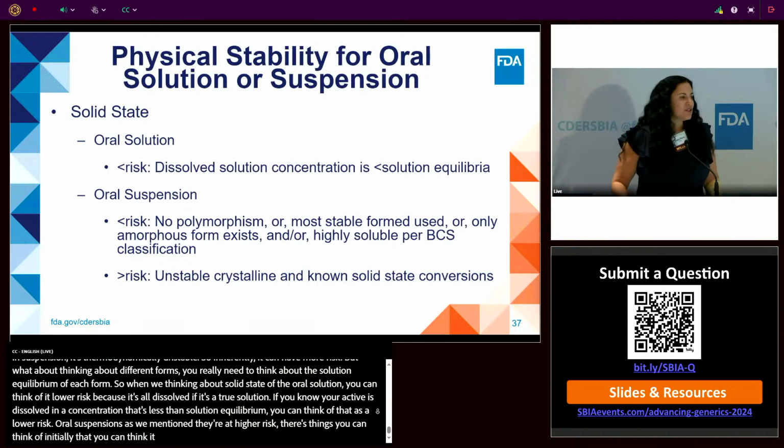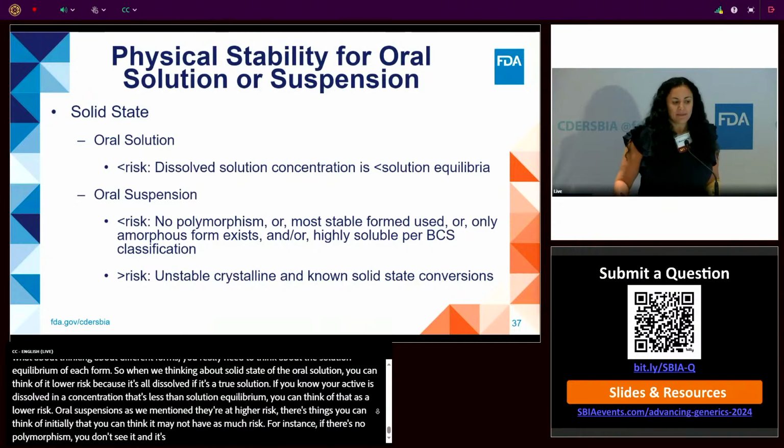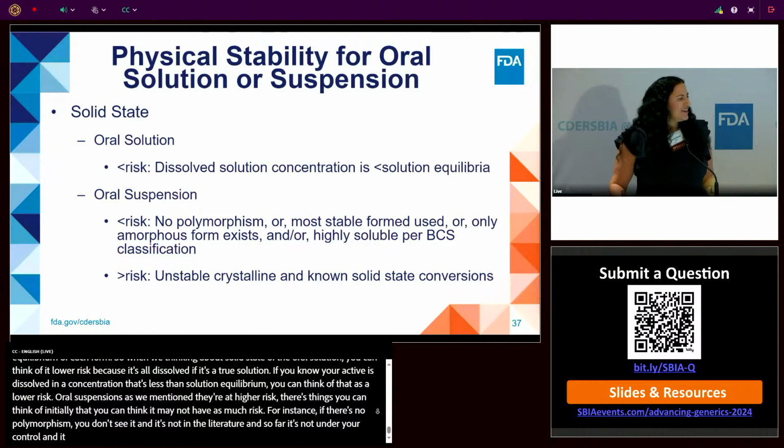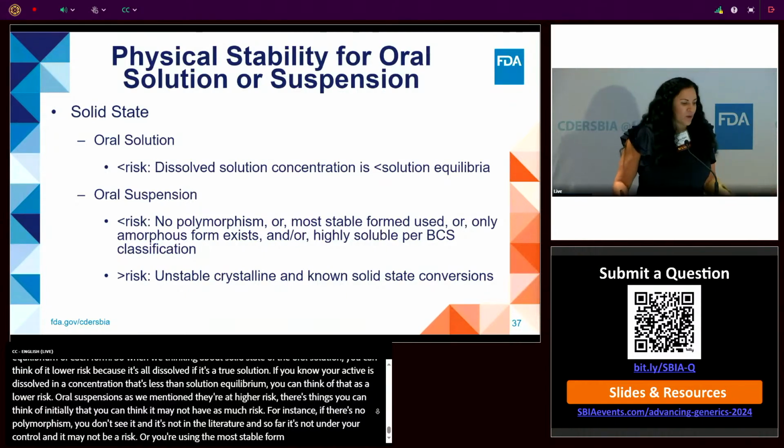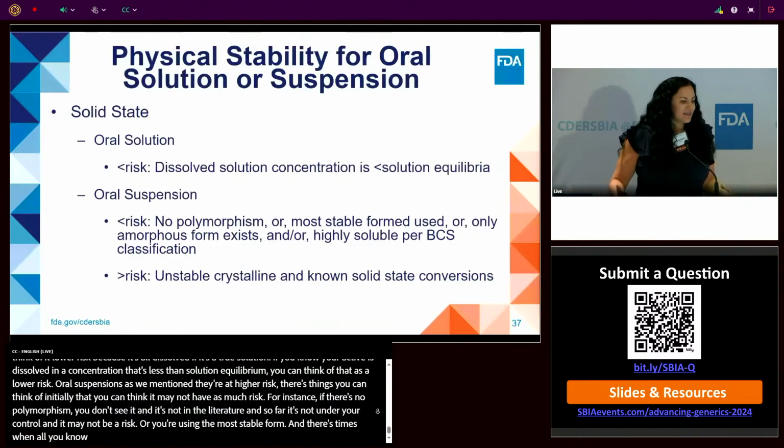For instance, if there's no polymorphism existing, you don't see it, and it's not in the literature, and so far under your control you don't see it, it may not be a risk. Or you're using the most stable form. And then there's times when all you know is the amorphous form, and in that case, there's a likelihood that there wouldn't be a crystalline form. So that can initially lower your risk.